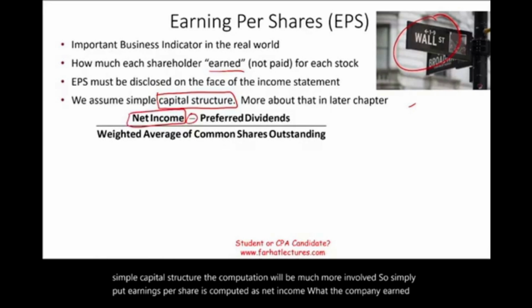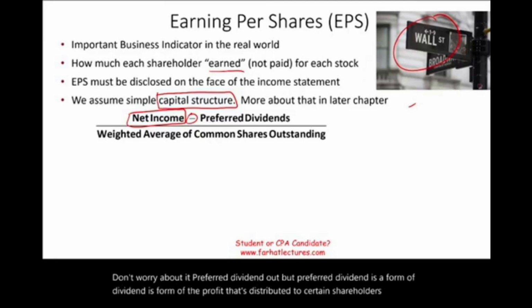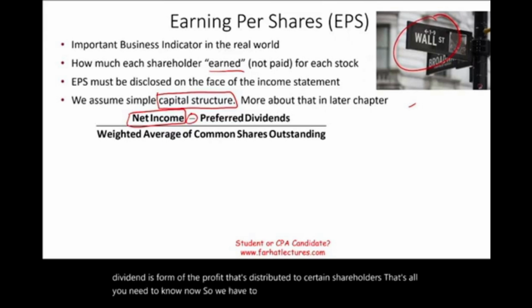So simply put, earnings per share is computed as net income, what the company earned, minus any preferred dividend. Again, for now, don't worry what preferred dividends are, but a preferred dividend is a form of the profit that's distributed to certain shareholders. That's all you need to know now. So we have to deduct a certain amount for preferred dividend.